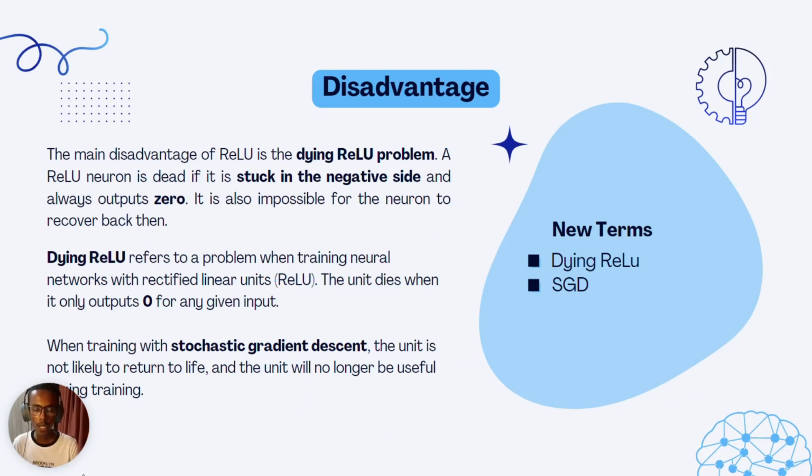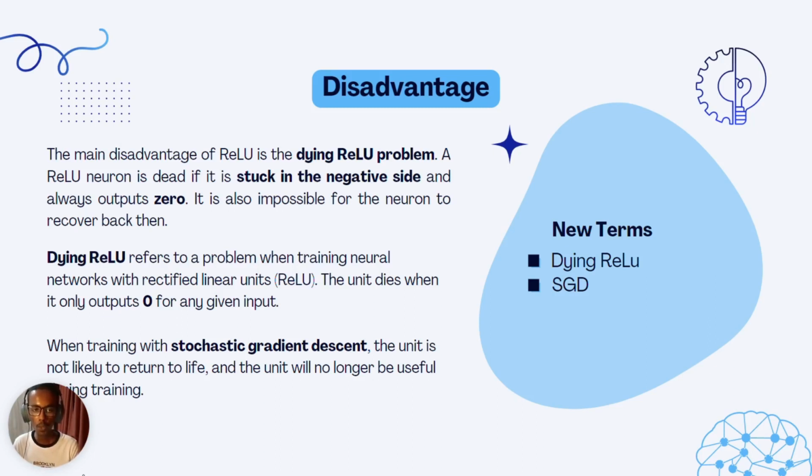So ReLU has a lot of advantages, but it also comes with its own drawbacks. The main disadvantage of ReLU is the dying ReLU problem. So what does it mean, dying ReLU? Dying ReLU refers to a problem when training neural networks with the ReLU function, where the unit dies when it only outputs 0 for any given input.